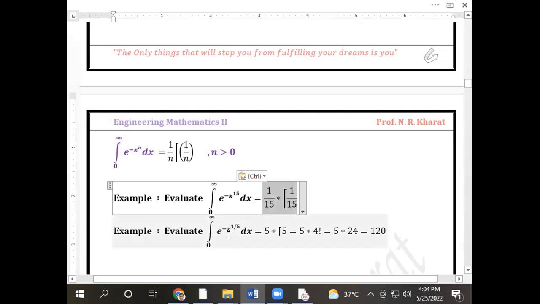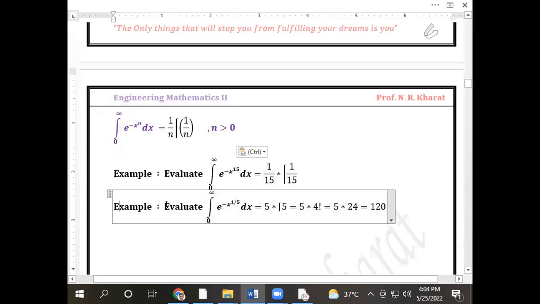In the second example, the integration whose limit is 0 to infinity, in that e raised to minus x whose index is 1 upon 5, and we have to take the reciprocal of this 1 upon 5, it is 5, and 5 into gamma of 5 is the solution of this example according to this particular property. And we know that gamma of 5 is equal to 4 factorial. 4 factorial is 24. 24 into 5 is equal to 120. 120 means it is 5 factorial. So we can find the solution in this way.